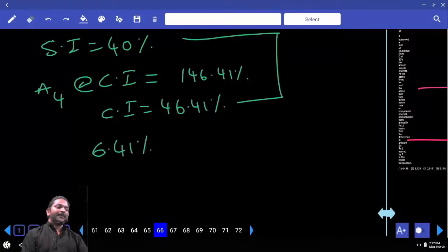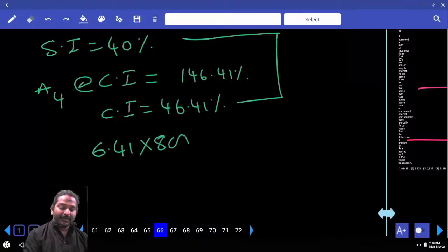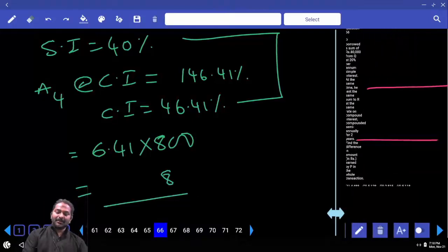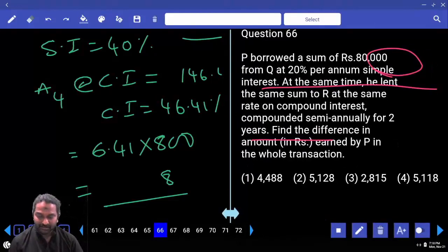How much is the principal? 80,000. What is 1% of it? 1%. That means this is the final value, and the answer must end with... how many options are there? 3 options.